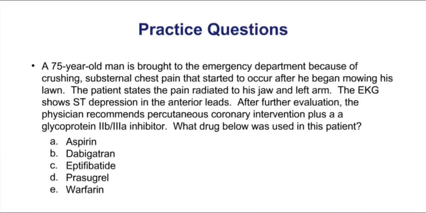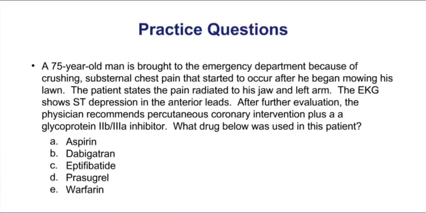Here's question 2. Pause the video, review the question on your own, and then we will discuss. A 75-year-old man is brought to the emergency department because of crushing substernal chest pain that started to occur after he began mowing his lawn. The patient states the pain radiated to his jaw and left arm. The EKG shows ST depression in the anterior leads. After further evaluation, the physician recommends percutaneous coronary intervention plus a glycoprotein 2B3A inhibitor. What drug below was used in this patient?